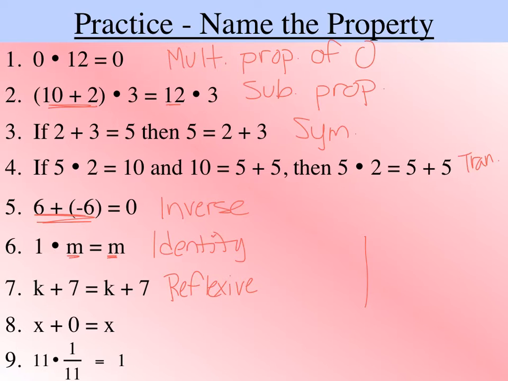Number 8, x plus 0 equals x. So again, you're starting and ending with that same value. That should be identity, this time of addition. And then number 9, you have 11 times 1/11, which creates 1. So you're multiplying by a reciprocal to make a number change. That's the evil inverse property.